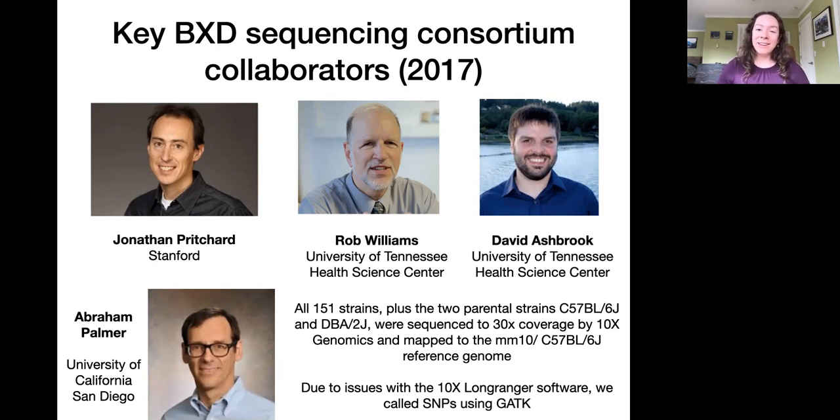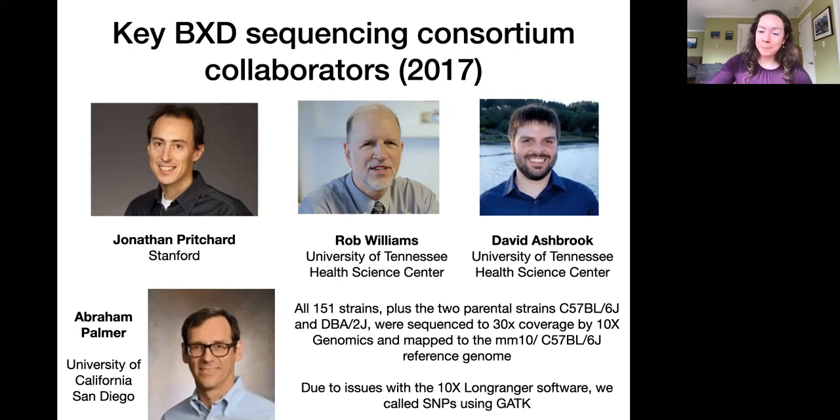A fun aside is that we decided to sequence them with 10x Genomics technology in hopes of mapping some copy number variation, but the SNP calling tool that works with the long range 10x tags ended up being so slow that we had to throw away this extra information for now and just call SNPs using GATK. So if anyone has found better ways to actually deal with 10x SNP calling, we'd love to hear about them.